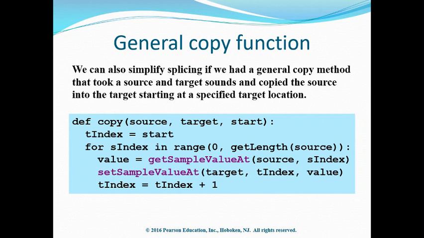So the general copy function, we can also simplify splicing if we had a general copy method that took a source and target sounds and copied the source into the target, starting in a specified target location.